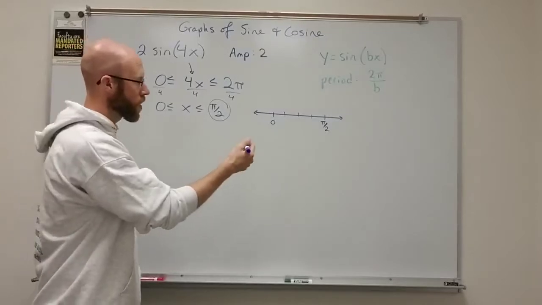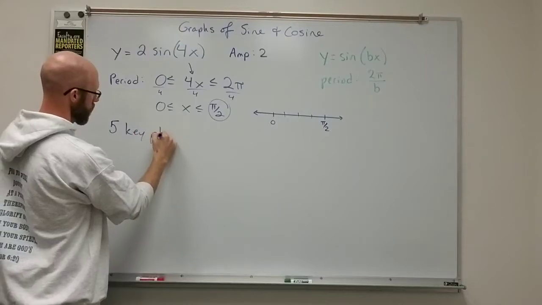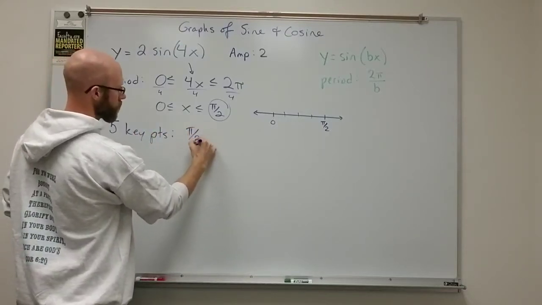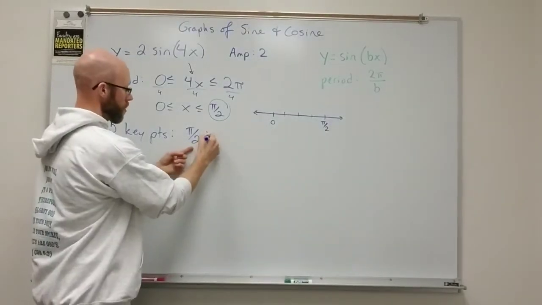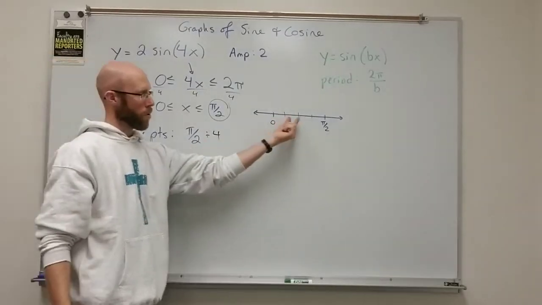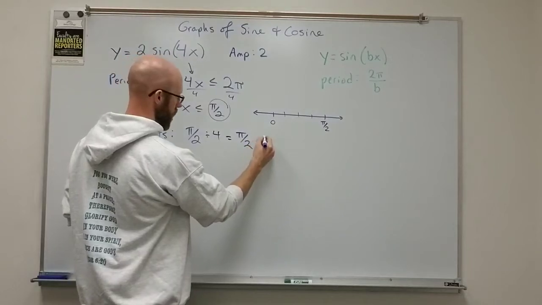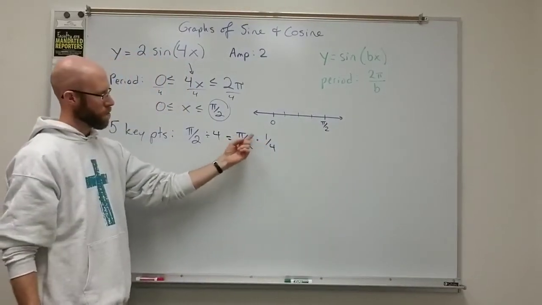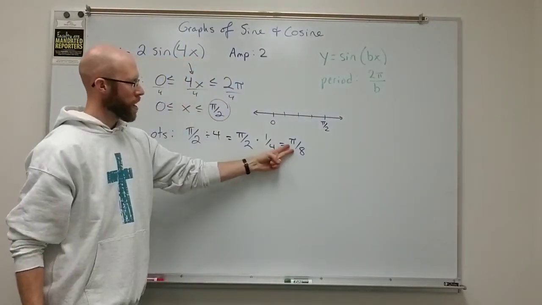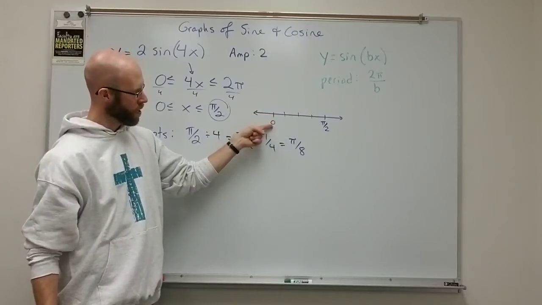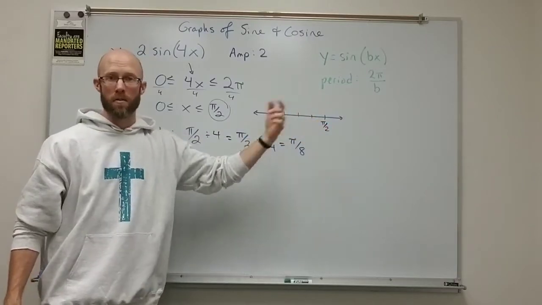So I'm going to go ahead and take my pi over 4. So to find my 5 key points, I'm going to take my pi over 2, which is the period, and divide it by 4. Well, dividing by 4 to get my quarters is the same as multiplying by 1/4. So pi over 2 times 1/4 is, well, pi on top, 8 on the bottom, pi over 8. So if I take pi over 8 and just add it to this starting point, add pi over 8, add pi over 8, add pi over 8, add pi over 8, I will get the 5 key points.